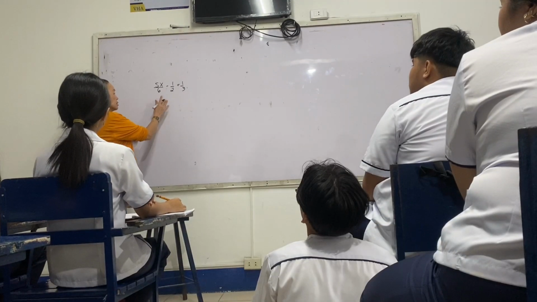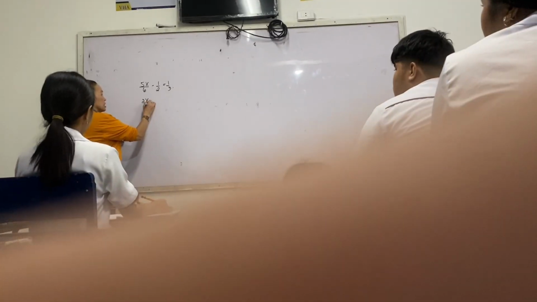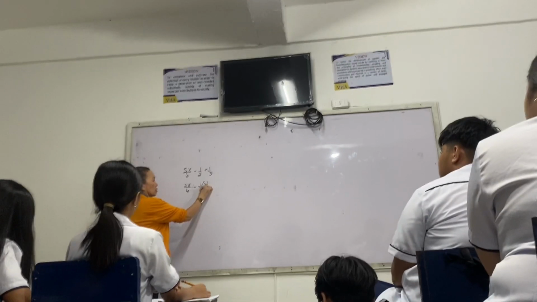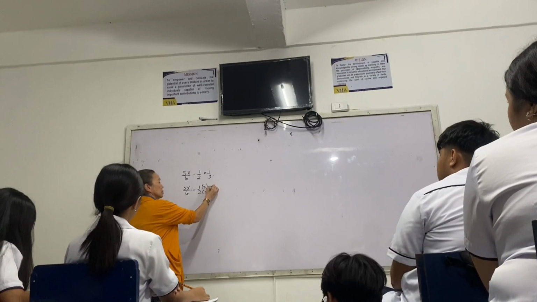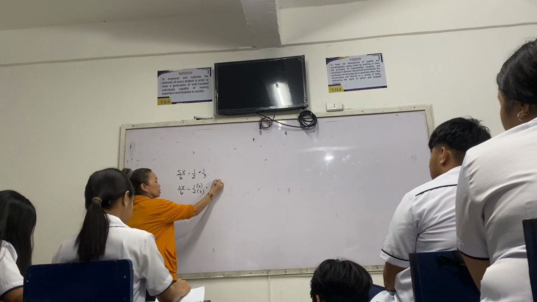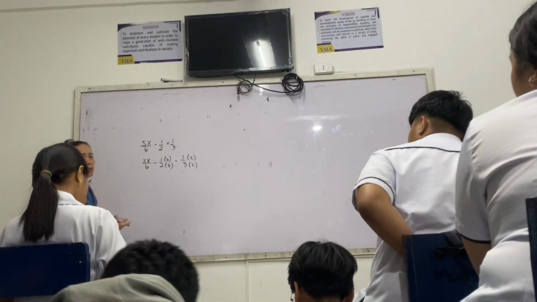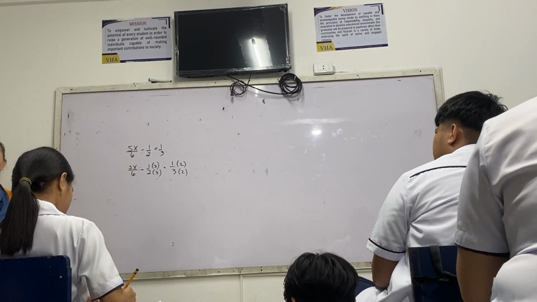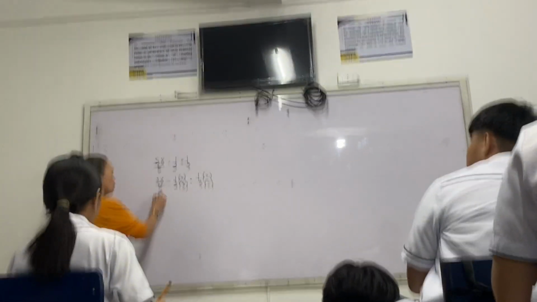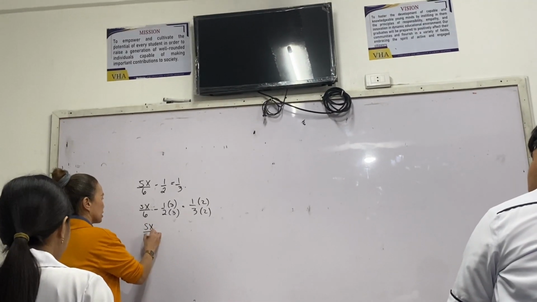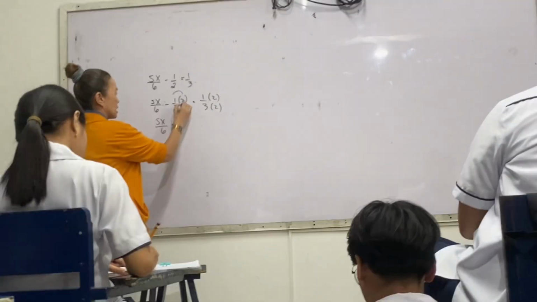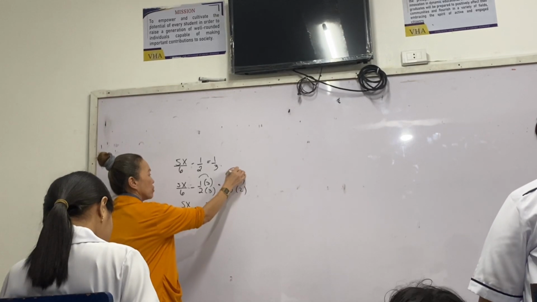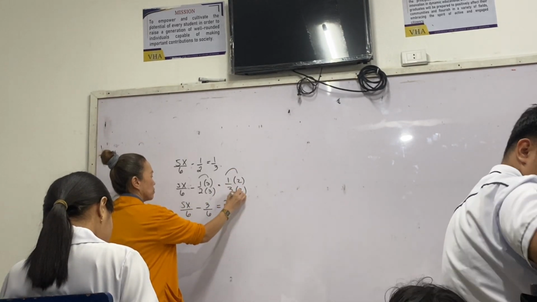So, it means that our 5x over 6 minus 1/2, to make it 6, multiplied up and down by 3. And then, 1/3, to make it 6, multiplied up and down by 2. Para daw maging pare-pareho yung kanyang denominator na over 6. So we have now 5x over 6 minus 1 times 3, 3, 2 times 3 is 6, is equal to 1 times 2, 2, and 3 times 2, 6.